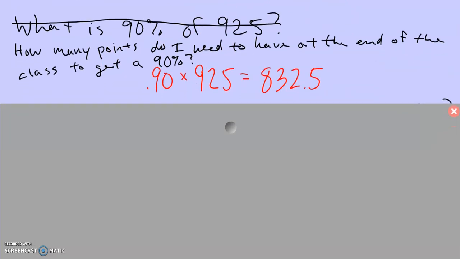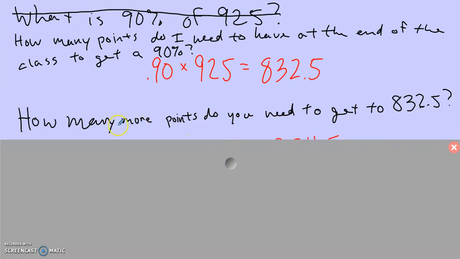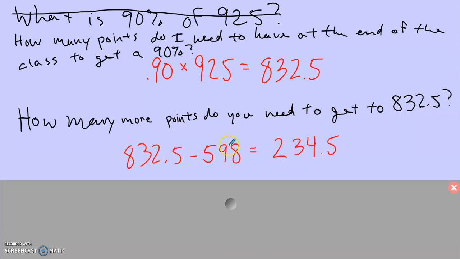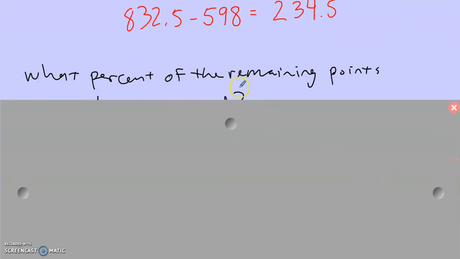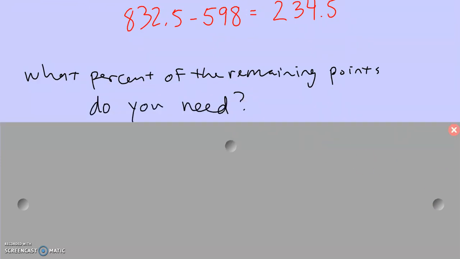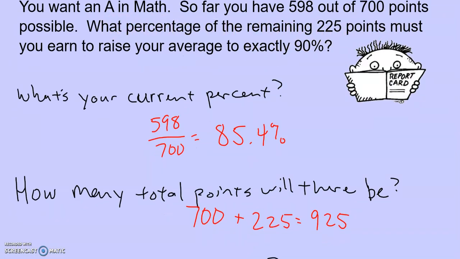So that's how many I need at the end of the course, but I need to figure out how many more points that is to get to that. So that's basically my goal. So far I have 598, so I just subtract 598 from that number that I want, and I get 234.5. And then what percent of the remaining points do you need? And you can see basically that's what this question is.